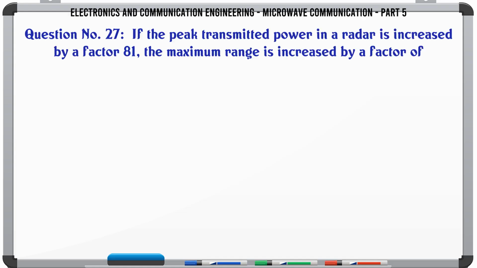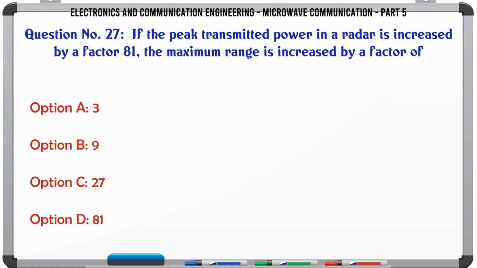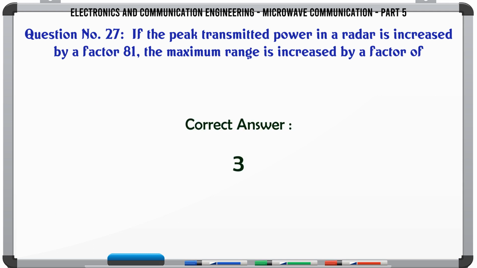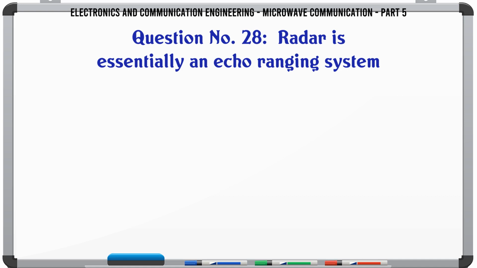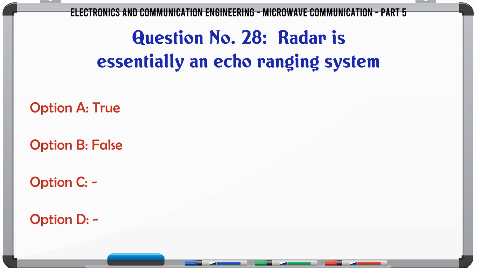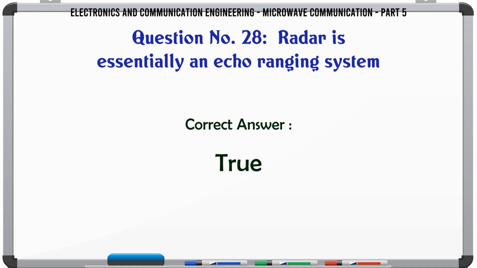If the peak transmitted power in a radar is increased by a factor of 81, the maximum range is increased by a factor of A. 3, B. 9, C. 27, D. 81. The correct answer is 3. Radar is essentially an echo ranging system. A. true, B. false. The correct answer is true.